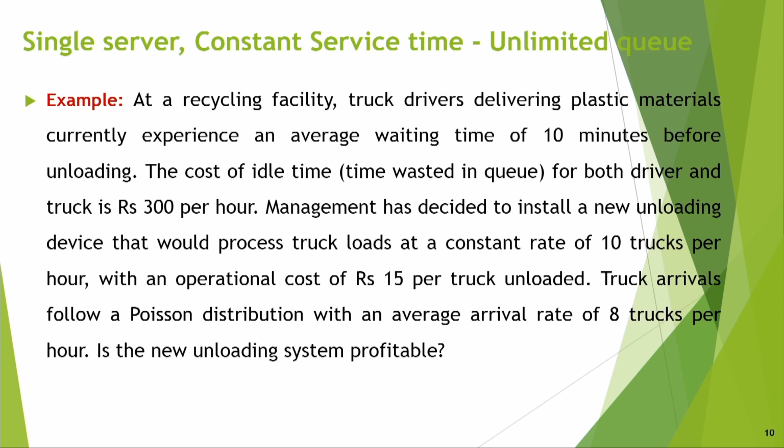Management has decided to install a new unloading device that would process truck loads at a constant rate of 10 trucks per hour. That means it will take now 6 minutes instead of 10 minutes, with an operational cost of rupees 15 per truck unloaded. Truck arrivals follow a Poisson distribution with an average arrival rate of 8 trucks per hour. Is the new unloading system profitable? That is the question, decision making.